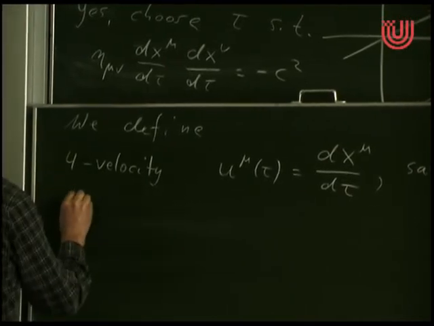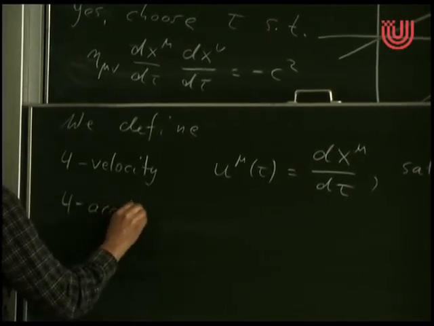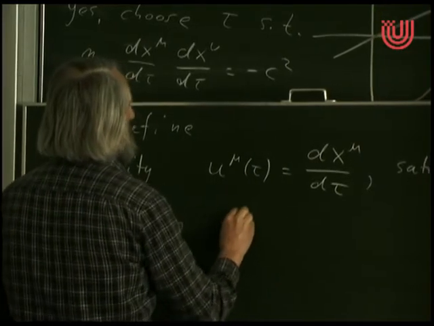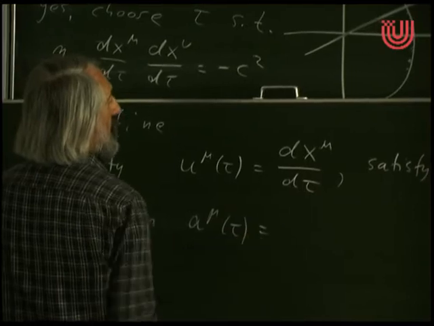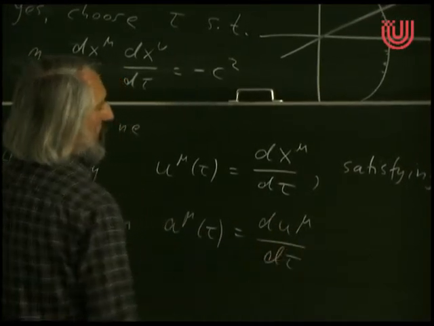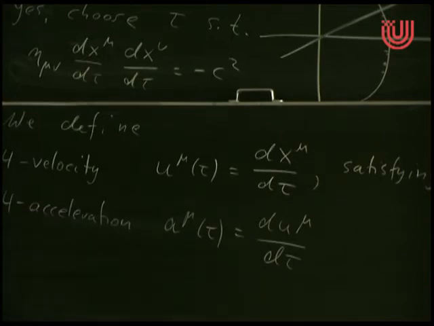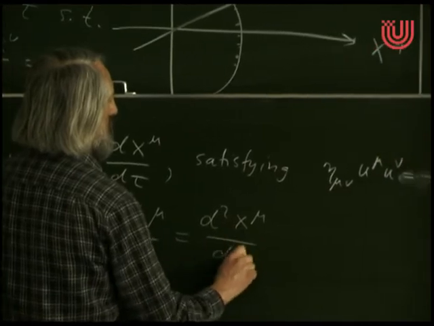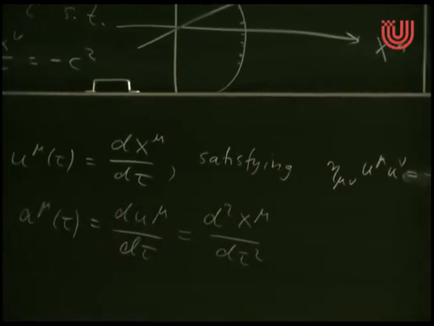And the 4-acceleration is the whole thing differentiated another time. That's usually denoted a^μ. So this is the derivative of u^μ by τ. It means that it's the second derivative, d²x^μ by dτ².